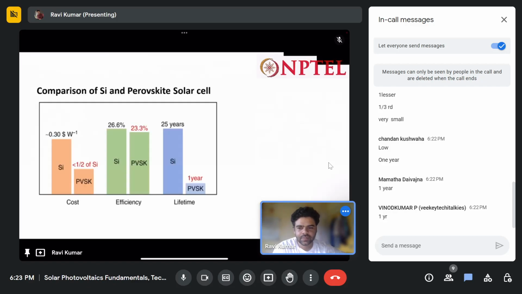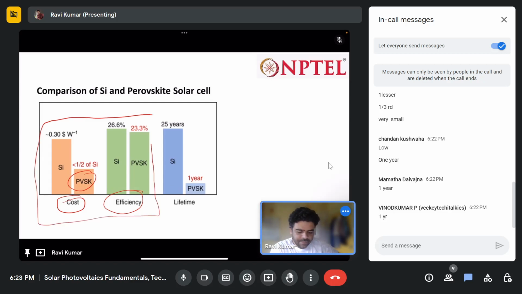yes. So the cost is low for this perovskite material. Efficiency is good as compared to silicon. If we just see these two things, then perovskite materials are good as compared to crystalline silicon, but the lifetime is very less, so they are not economical as of now. I don't know about the future.